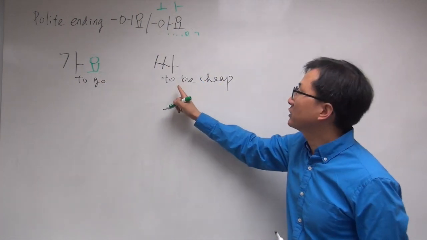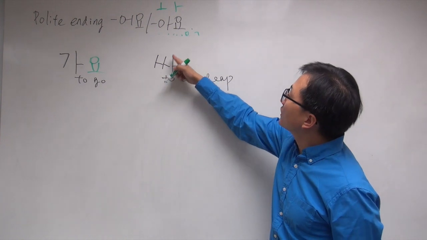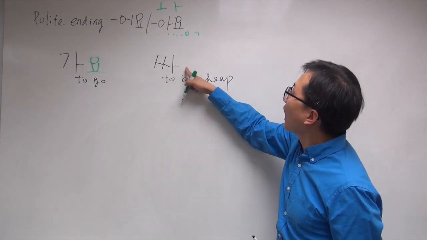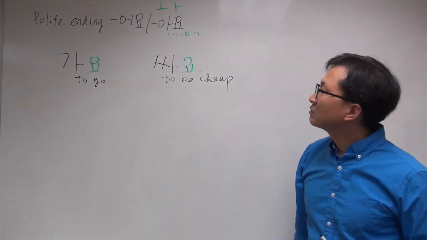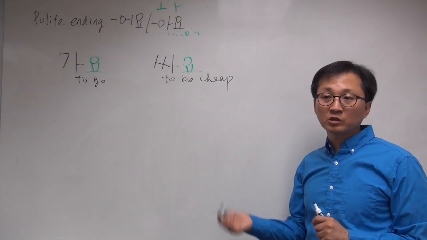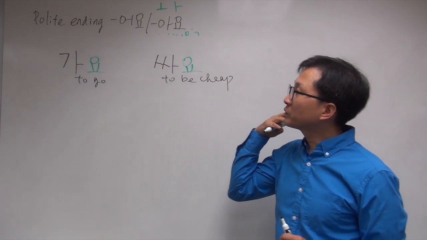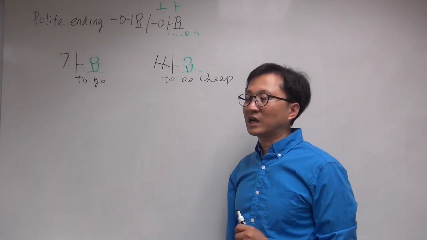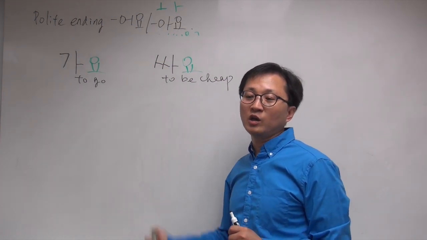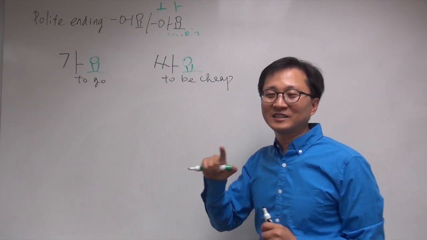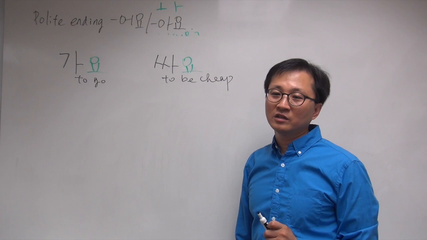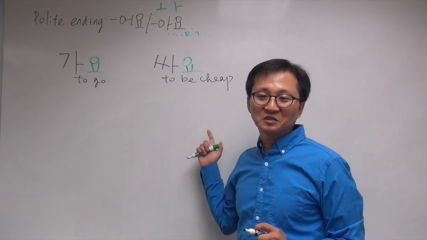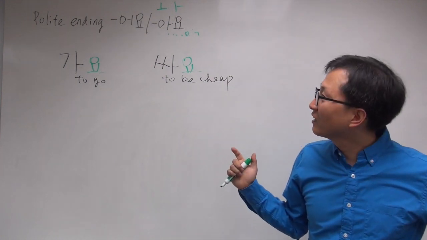The same rule applies here. 싸다, 싸, it has a. So 싸아요, but it is repeated. So 싸요. This is simple, understandable, right? So think about this pronunciation. 가요, 싸요. It's just redundant. So we just take this a out and it's 가요. Does it make sense? 네.